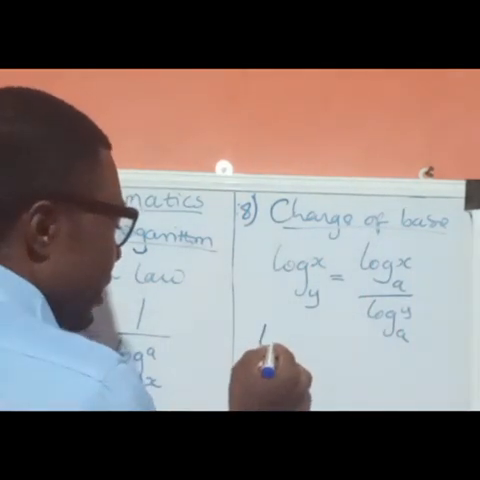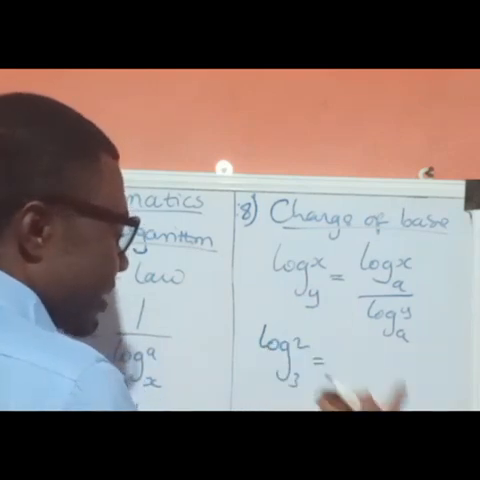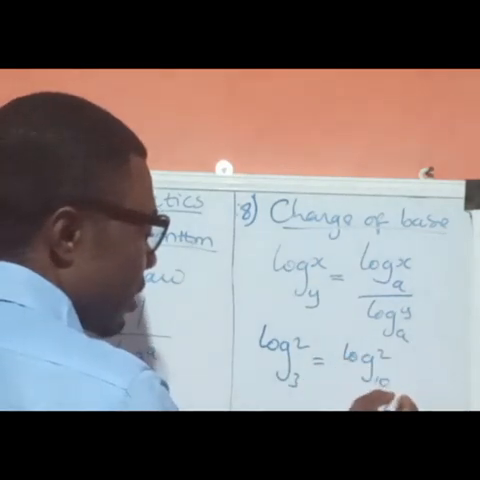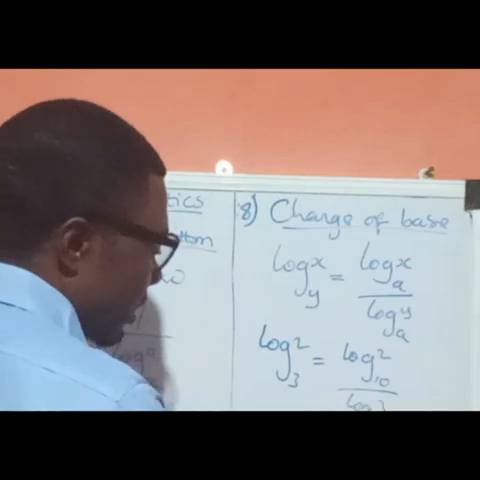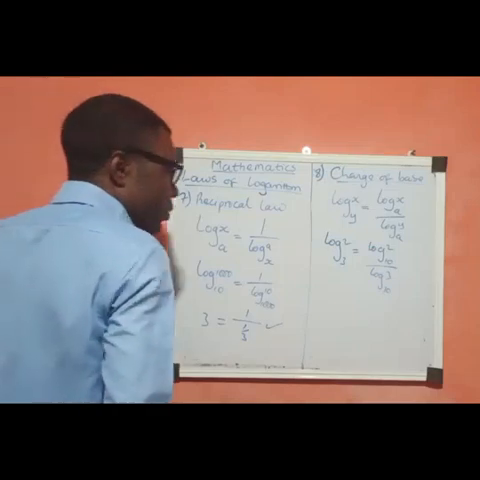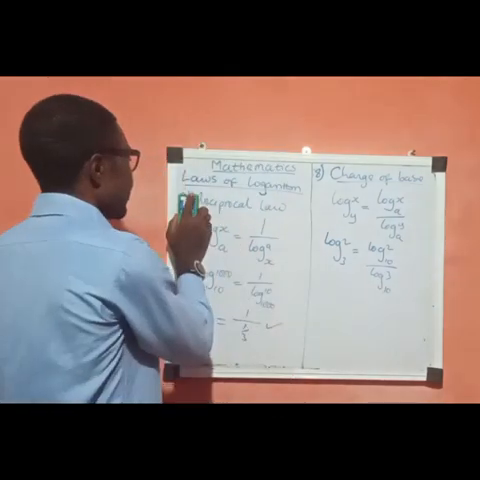So if I am to get log 2 base 3, and I know what log 2 base 10 is and what log 3 base 10 is, I can simply say log 2 base 10 all over log 3 base 10, giving them a different base, and I will get that. So that is how it is done. Having seen all these laws, let us solve some basic examples.